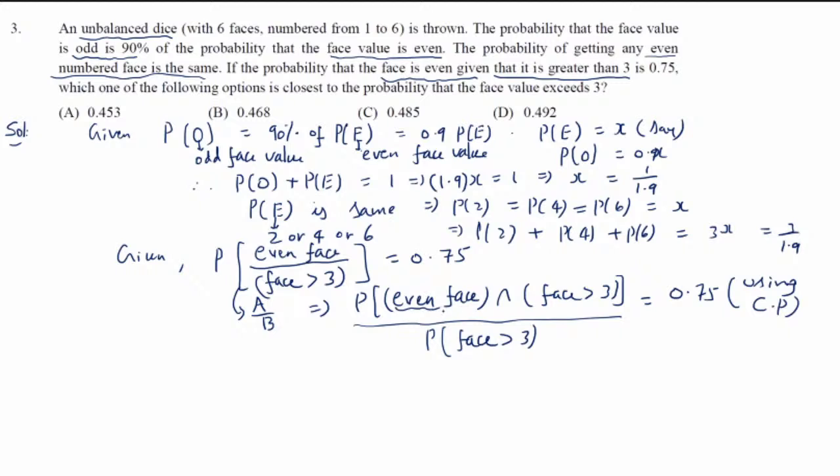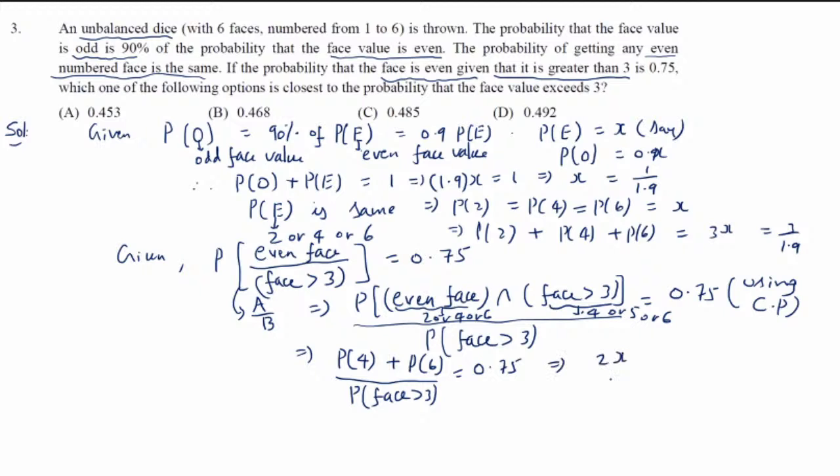So what is even face? 2 or 4 or 6. What is face greater than 3? 4 or 5 or 6. What is the common part? Probability of 4 or probability of 6. Usually or means adding, and means multiplying, in general probability. Divided by probability of face greater than 3 is equal to 0.75. So the numerator is x plus x, 2x. Divided by 0.75 is equal to probability of face greater than 3.